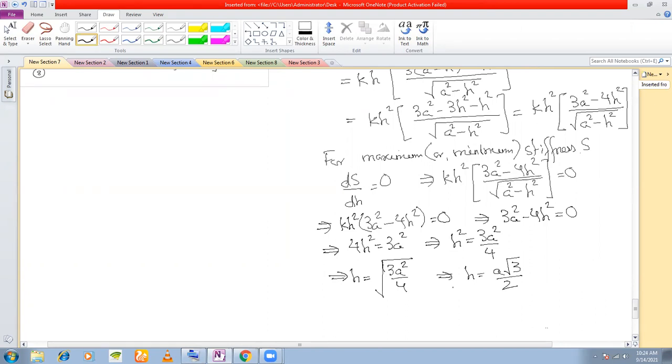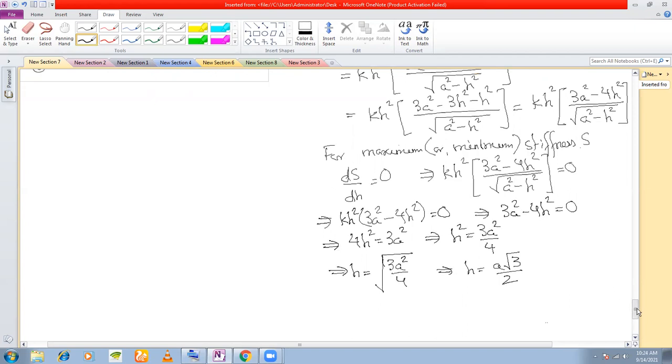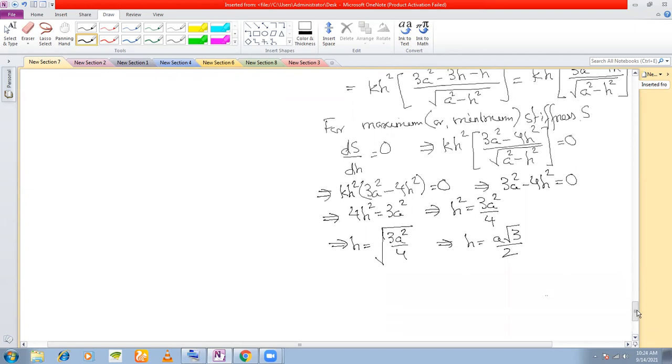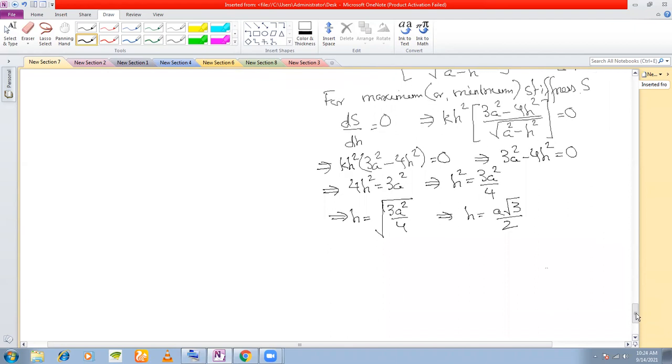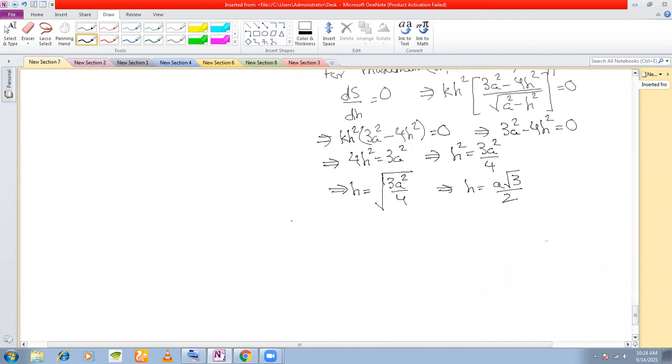So at this height, at this depth in fact, the stiffness is either maximum or minimum. Now, how do you find out whether it is maximum or minimum? You will have to find out the second derivative and then check at this height the sign of the second derivative. So let's find out the second derivative.